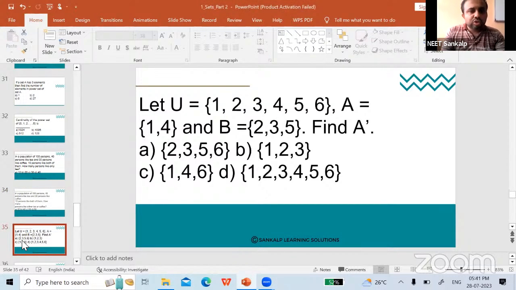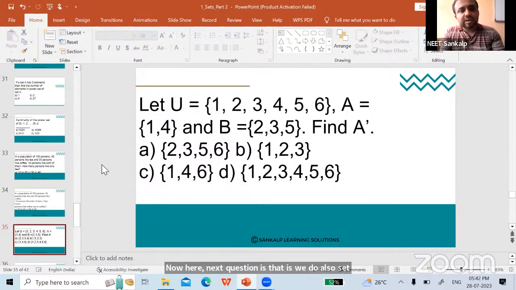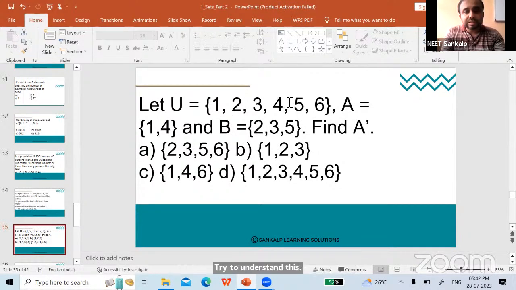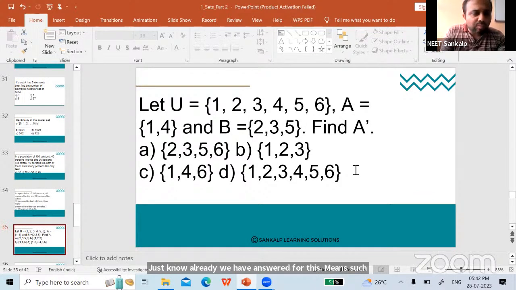Now the next question is a universal set question. We just now explained the universal set. Try to understand this. Let U equal 1, 2, 3, 4, 5, 6, set A equal 1, 4, and set B equal 2, 3, 5. Find A complement. A dash is what I said, that is A complement. How to find this? Just now we have answered such types of questions. So how to find the A complement?